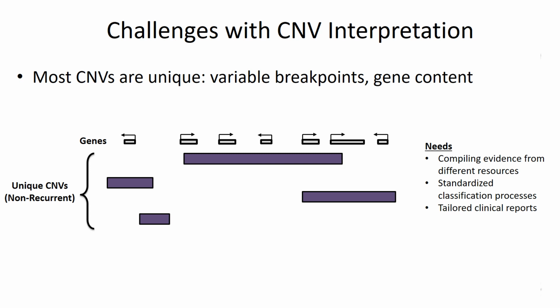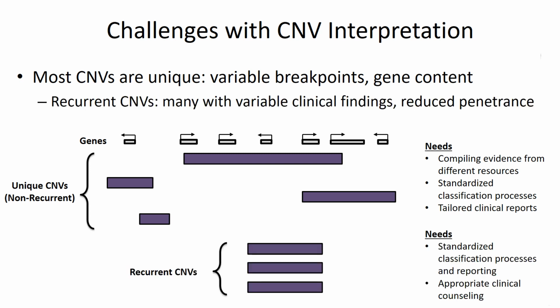This figure shows some examples of unique CNVs involving many genes, few genes, and no genes. During clinical encounter, evaluating each of these CNVs will involve compiling evidence from different resources, then using standardized processes to classify each appropriately, followed by tailoring the clinical report for any CNVs that meet your lab's reporting criteria.